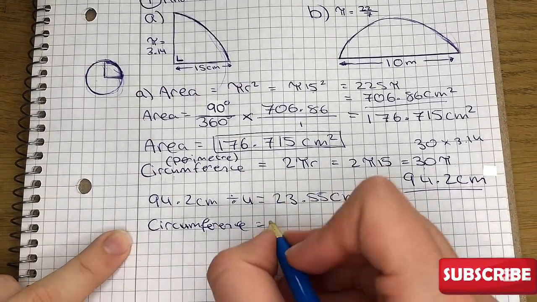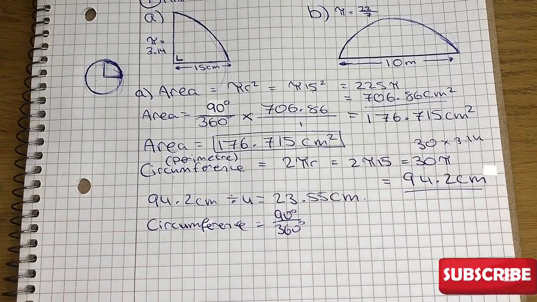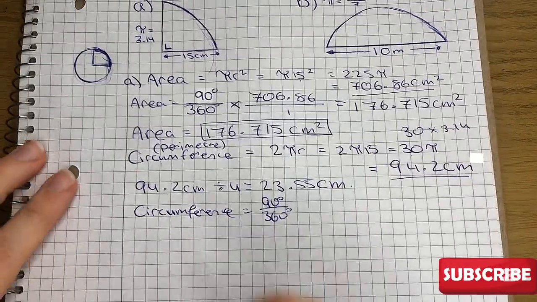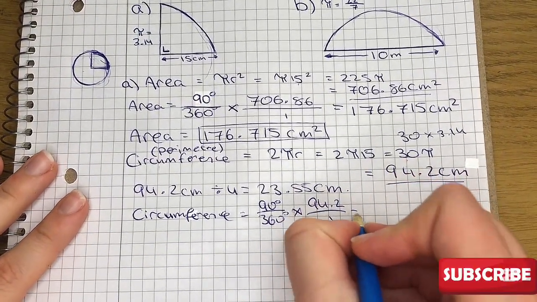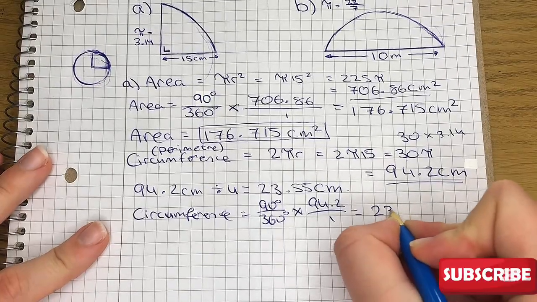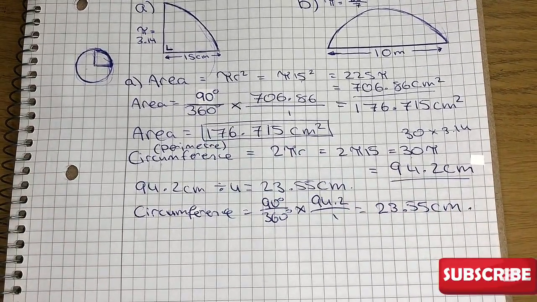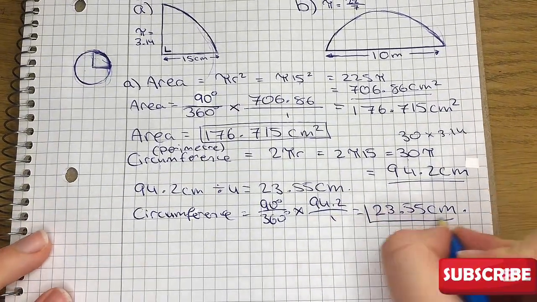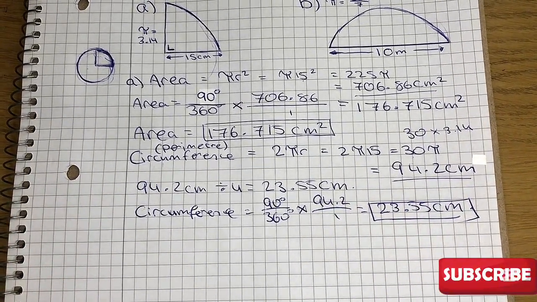So circumference, you know that you need to find 90 degrees of 360 degrees of the whole circle. So you can multiply that out by 94.2 all over 1. Multiplying that out onto the calculator should give you 23.55 centimeters. So you essentially do get the same answer, but it doesn't really matter which way you do it. So, and that is our answer for circumference.